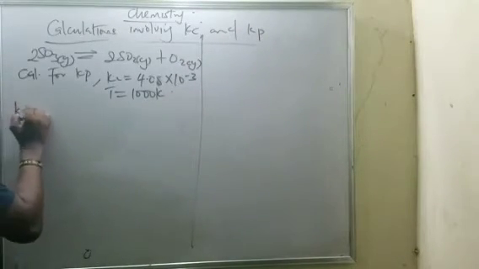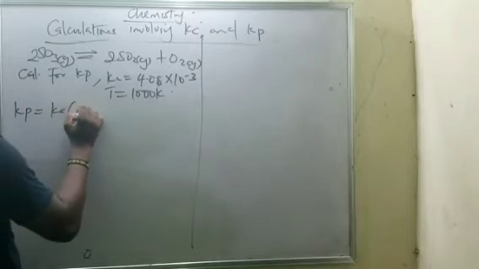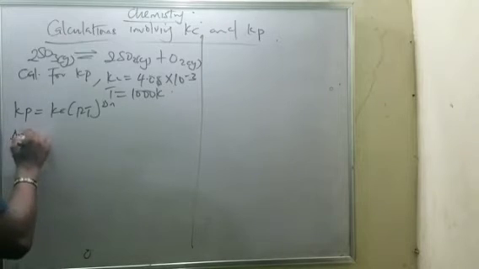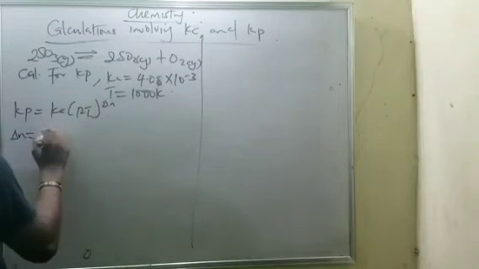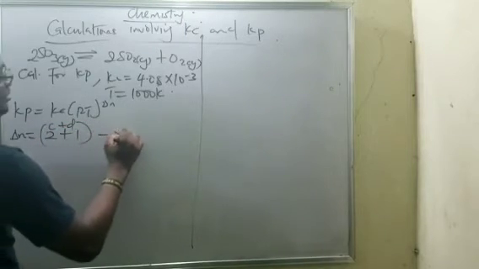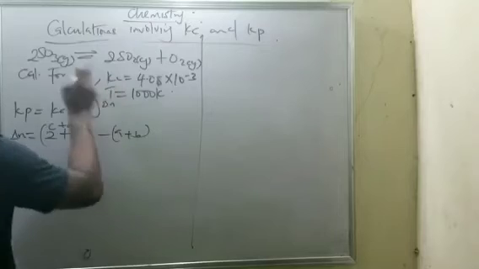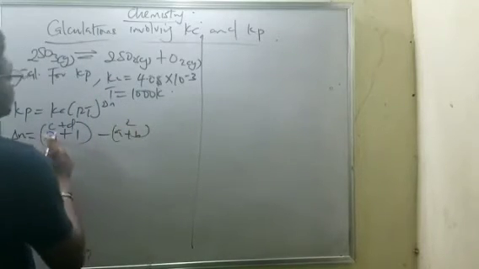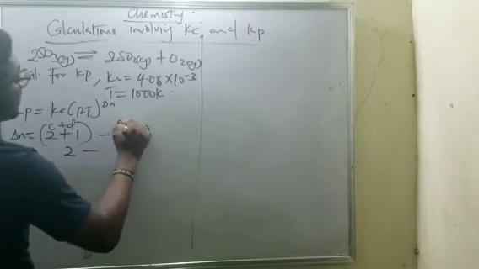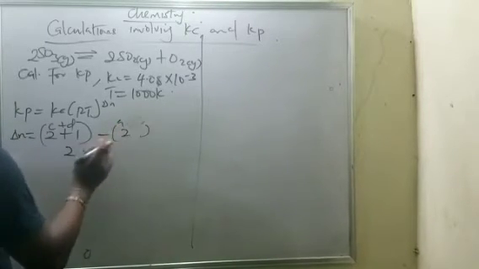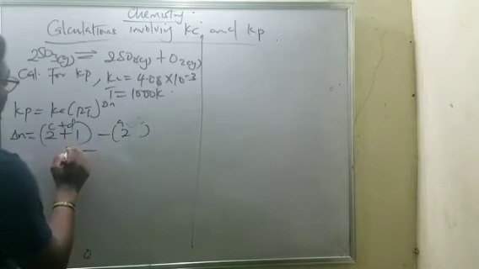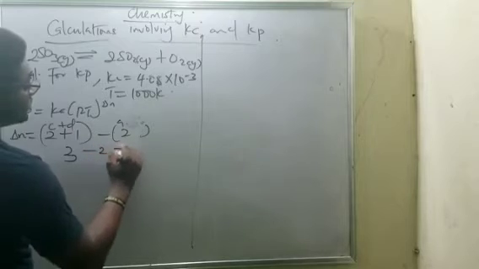solve for this. Remember, once again, our relationship is Kp equals Kc (RT) to the power delta n. And let's first solve for delta n. Delta n is equals to 2 plus 1, that is C plus D, minus A plus B. But here we are left with just one reactant, that is 2. 2 plus 1 is 3. We are just left with A, so we are working with this. 3 minus 2, that is 1.